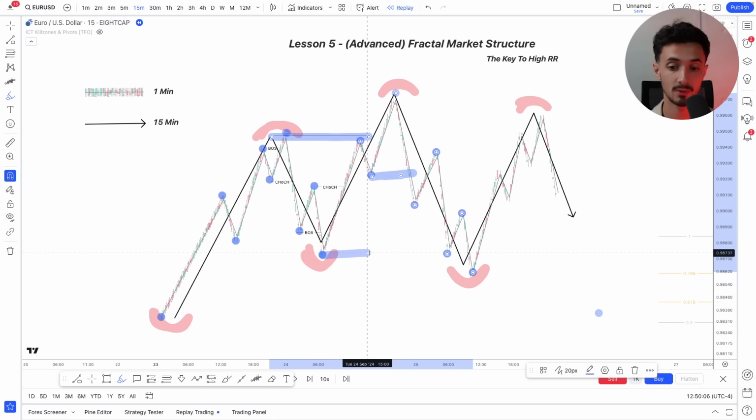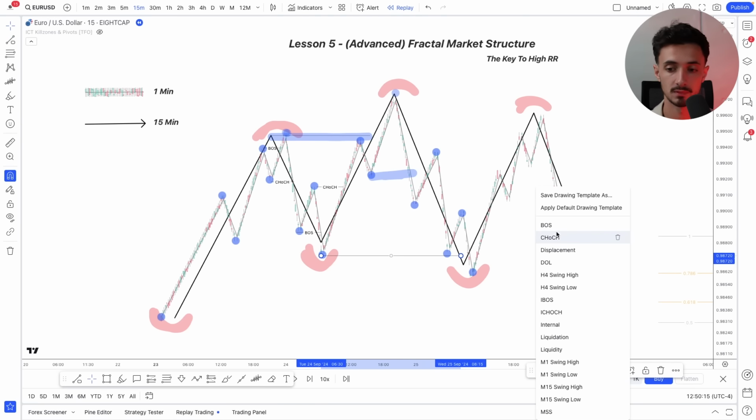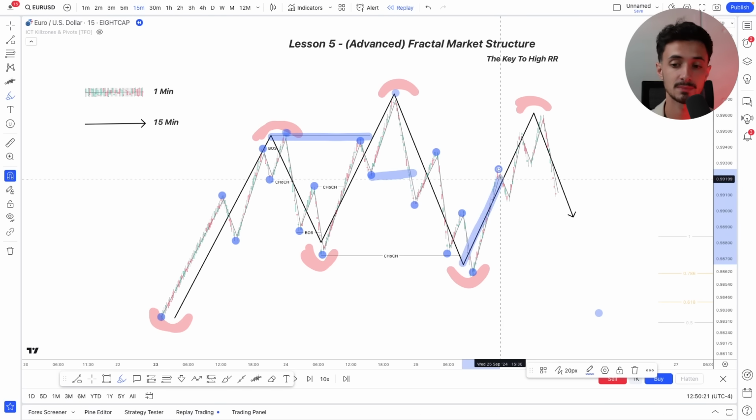And then we shift, right? We have our change of character on the 15 minute. So we shift bearish on the 15 minute time frame. Change of character. And then guess what happens? Then we shift to bullish on the 1 minute. Why? Because now the 15 minute is pulling back.